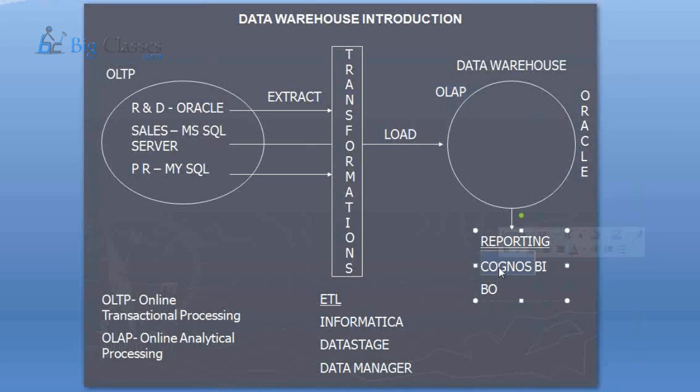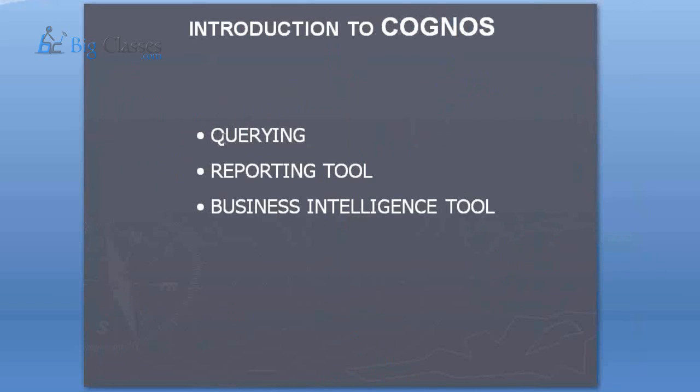Now let us look at this Cognos BI. The same tool, in some aspects we call a querying tool, sometimes a reporting tool, sometimes a business intelligence tool, and in some aspects a decision support system. Why so many different names?